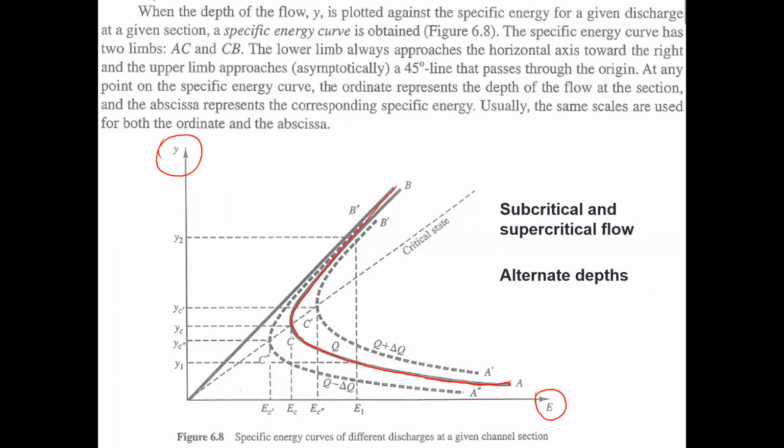What are they? First is that there is a minimum point here. The specific energy is minimum here. All the other times, specific energy is higher. When it comes here, the specific energy is minimum, and this is called the critical depth. The depth of the flow when the energy is minimum is called the critical flow. All right.